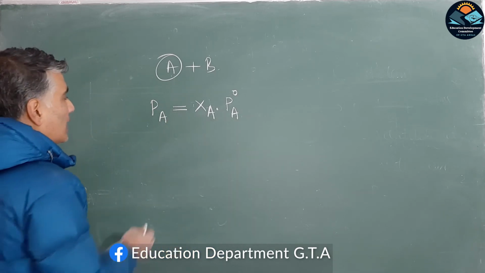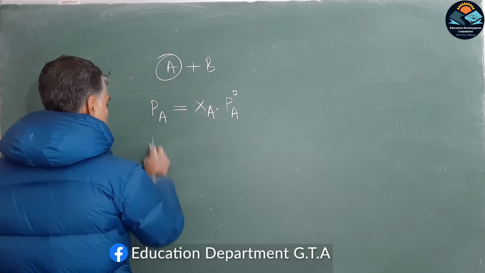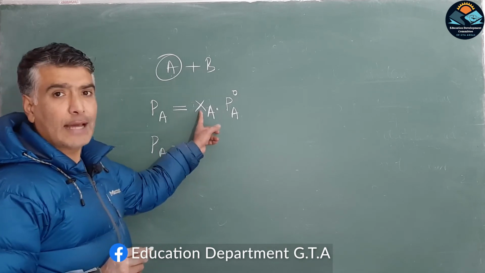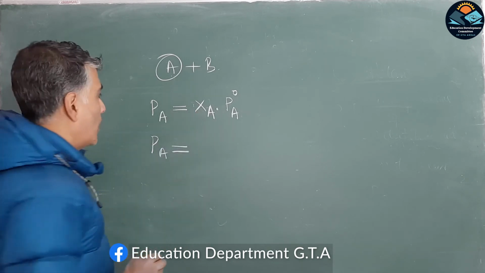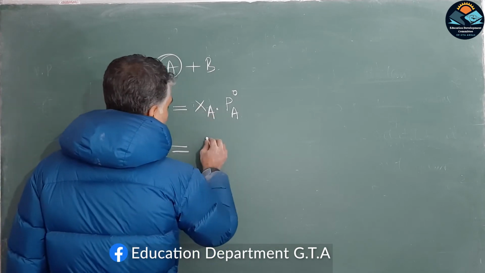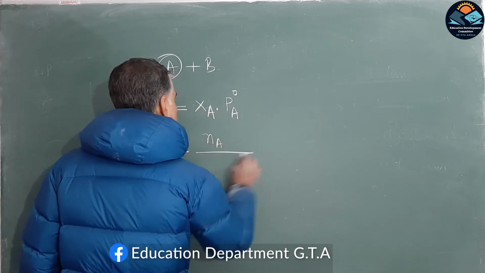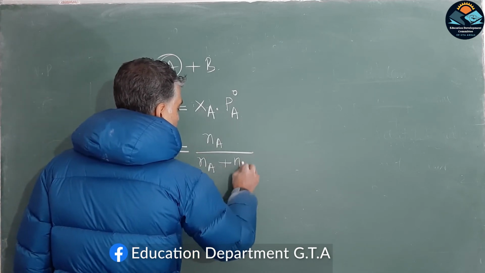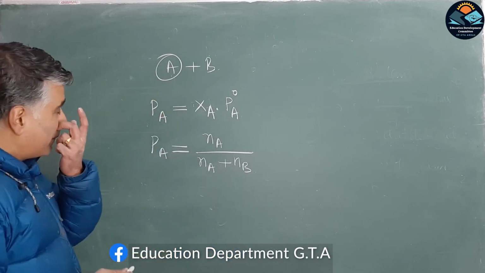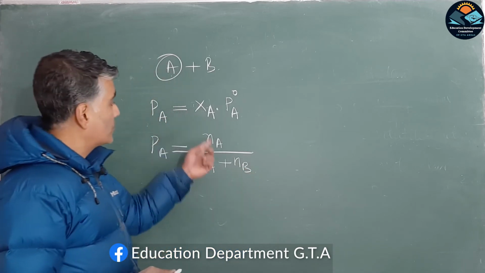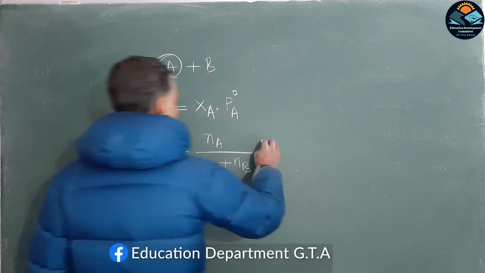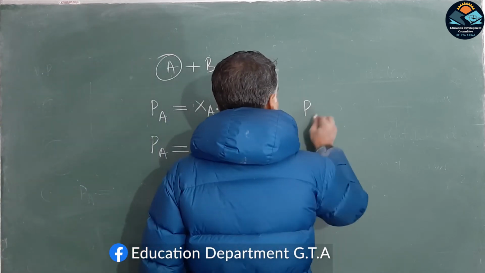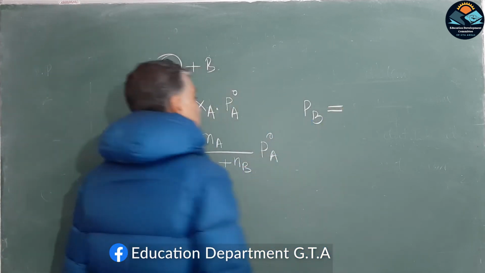Because sometimes you need to learn to expand this formula. What's the meaning of expanding this formula? Suppose they don't give you the mole fraction of A, then you need to calculate it yourself. How do you calculate the mole fraction of A? Mole fraction of A is the number of moles of A, we have taken Na moles of A, divided by the total number of moles of both A and B. That's how the mole fraction of every component in a mixture is calculated, by dividing its own number of moles by the total. And that is multiplied by P degree A. Similarly, what is the vapor pressure of the second liquid in the mixture?